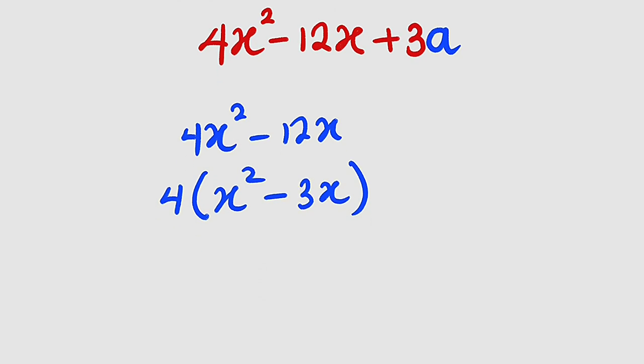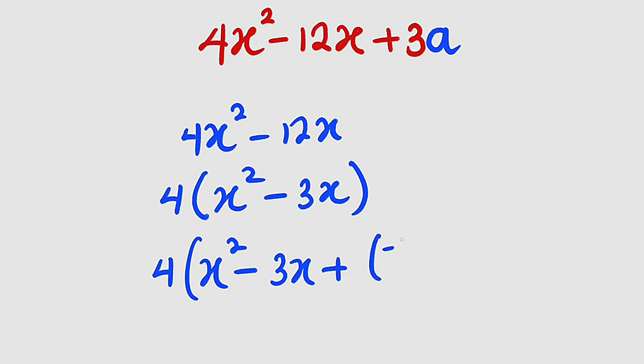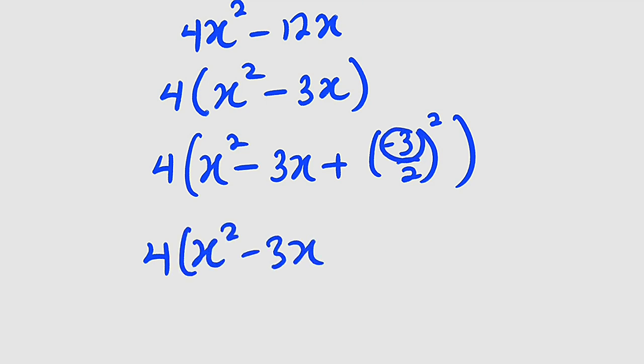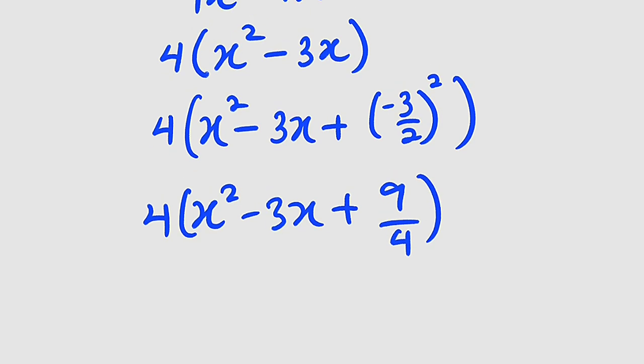We can do that by adding to this expression the square of half the coefficient of x. So 4 multiplied by x squared minus 3x. What are we going to add? Negative 3 divided by 2, the whole squared. This is what we are going to add to make it a perfect square. Negative 3 is nothing but the coefficient of x. So this is 4 times x squared minus 3x, negative 3 squared is 9, divided by 2 squared, which is 4, right? So let us expand back.